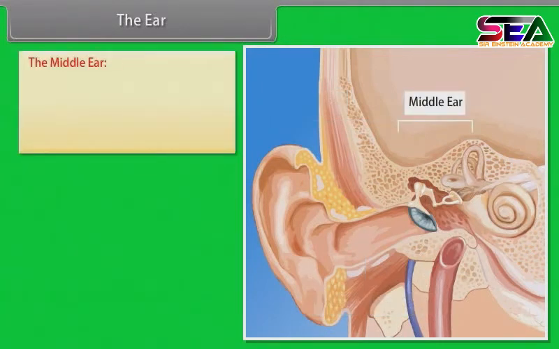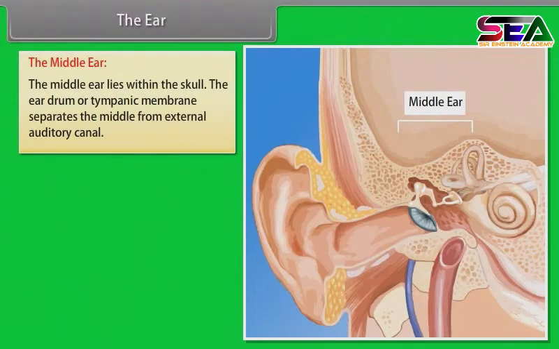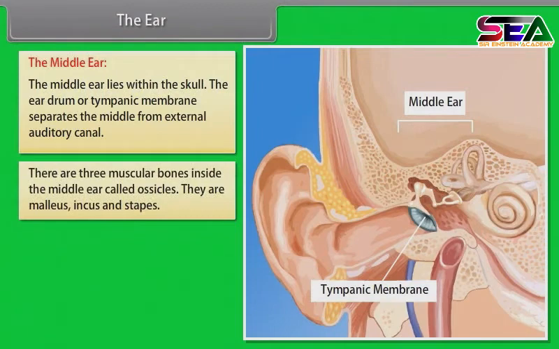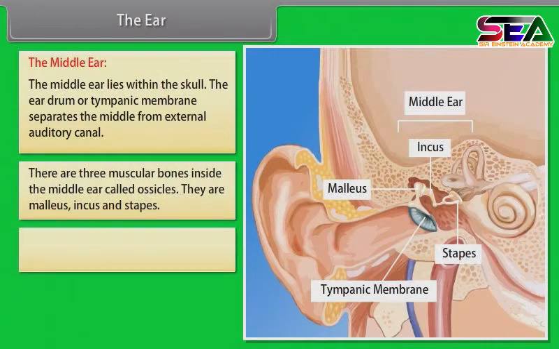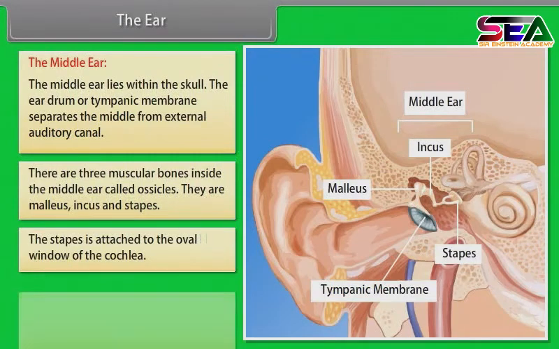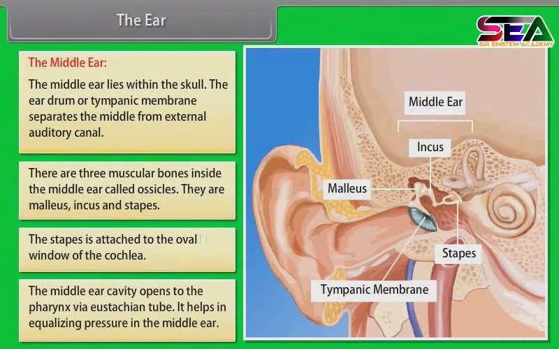The middle ear. The middle ear lies within the skull. The eardrum or tympanic membrane separates the middle ear from the external auditory canal. There are three small bones inside the middle ear called ossicles. They are the malleus, incus, and stapes. The stapes is attached to the oval window of the cochlea. The middle ear cavity opens to the pharynx via the eustachian tube. It helps in equalizing pressure in the middle ear.